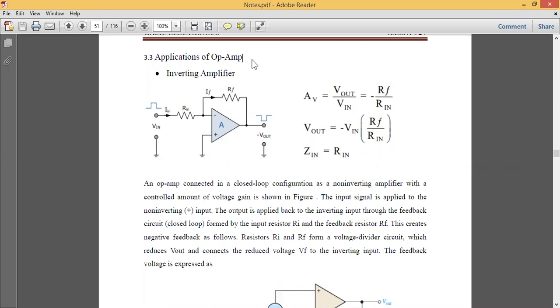Which consists of 4 blocks. Then we have seen the ideal characteristics and the practical characteristics of the op-amp. Then after that we have seen some advantages and disadvantages of op-amp. Then we have also seen the concept of virtual ground.